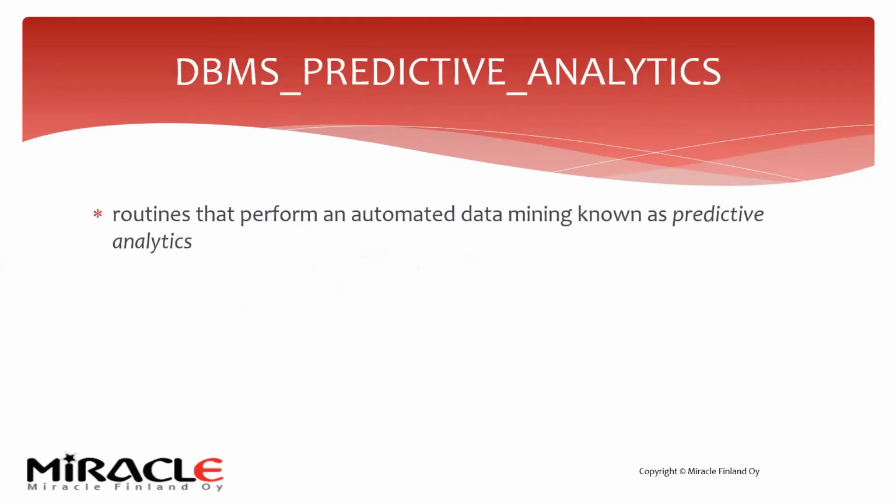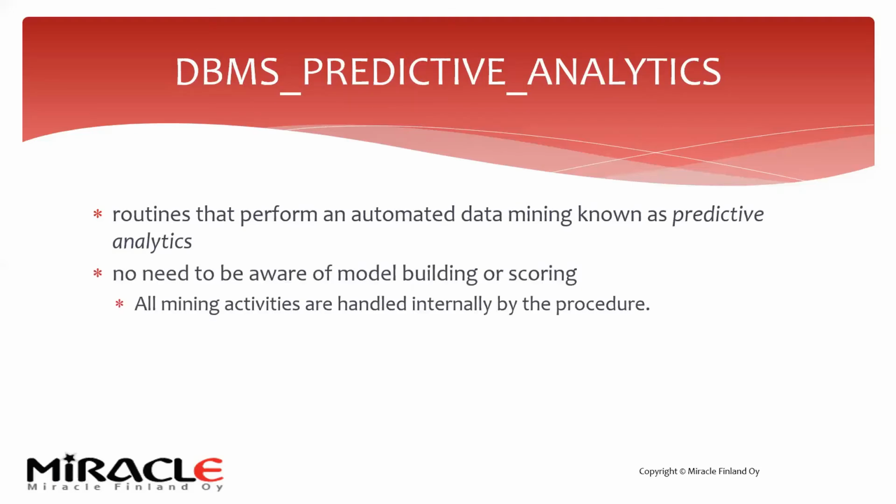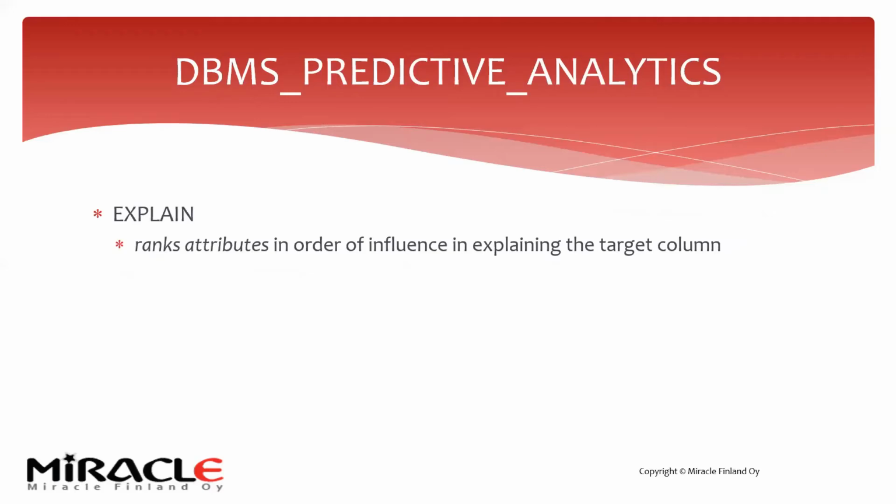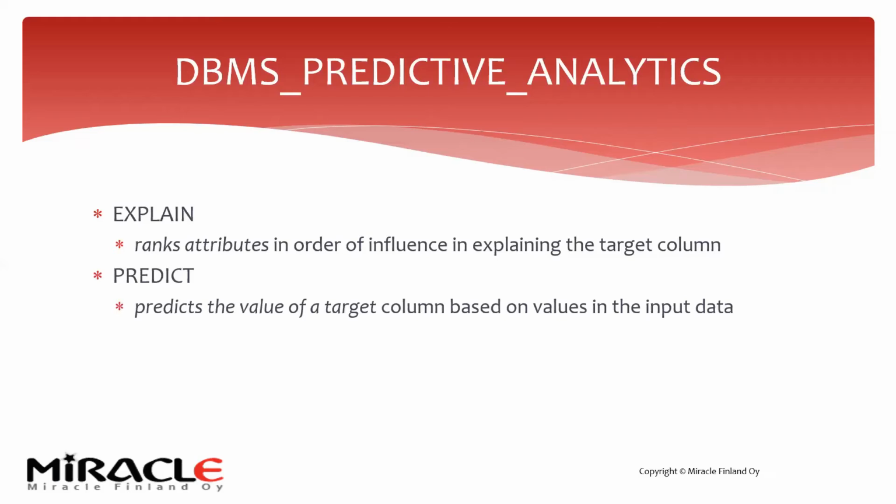Predictive Analytics has routines for all kinds of automated predictive analytics. You don't have to understand how model building and scoring works. All these activities are handled internally by the procedure. It has three things it can do. First of all, it can explain. This is the procedure EXPLAIN, which ranks the attributes by how well they help in explaining the target column. So how well does this particular column influence the way that we predict the target column? Then we have PREDICT, which actually predicts the target column value.